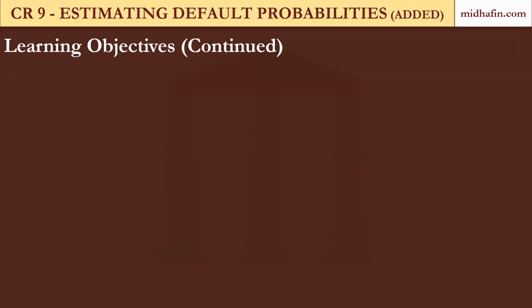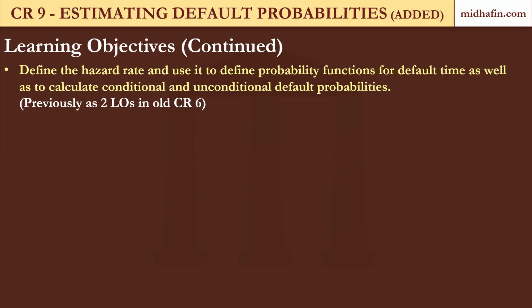Then you have hazard rate, and it has been used to define probability functions for default time as well as to calculate conditional and unconditional default probabilities. Now, there were two learning objectives in the old CR6 chapter. I think it was spread risk and default intensity models, right? That was the chapter name.